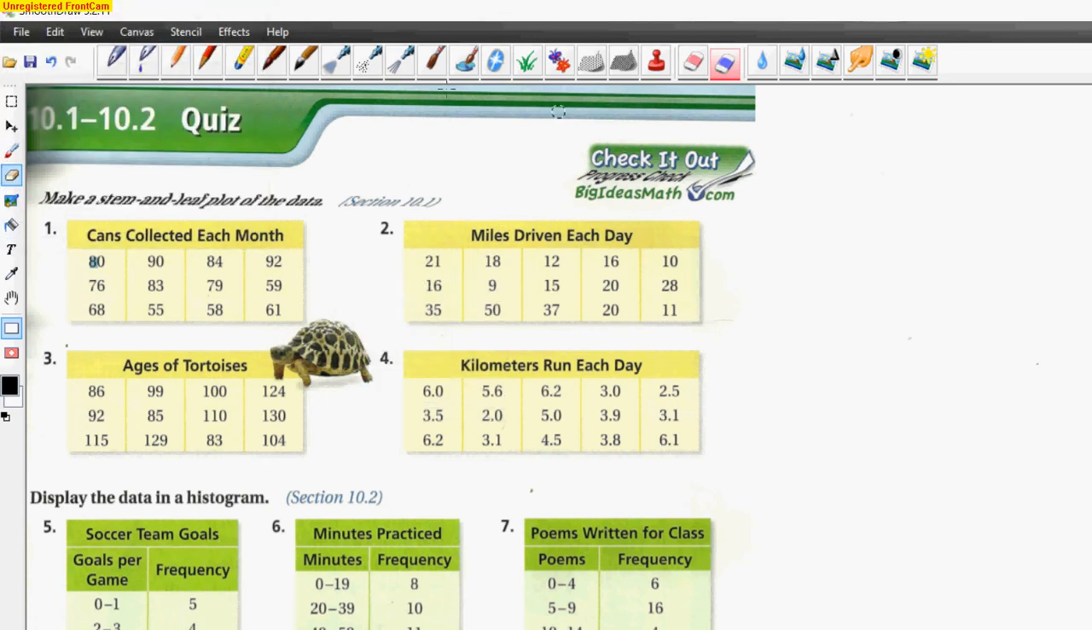All right, let's take a look right now at, we're doing, of course, 10.1 and 10.2 as far as the quiz. This is very, very important, so take a look at it and see exactly what's going on. Let's deal with number one.